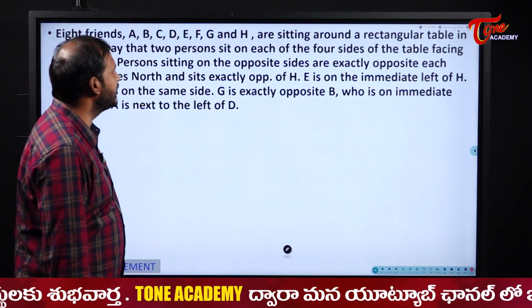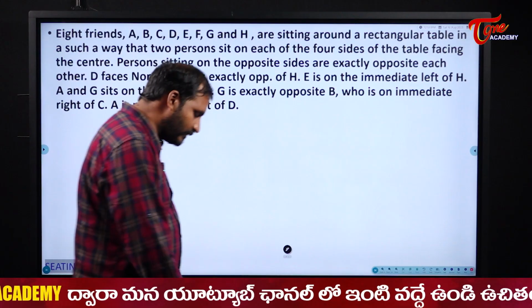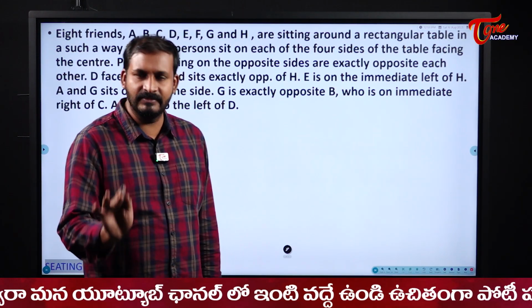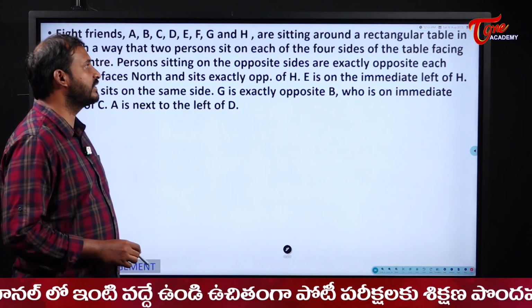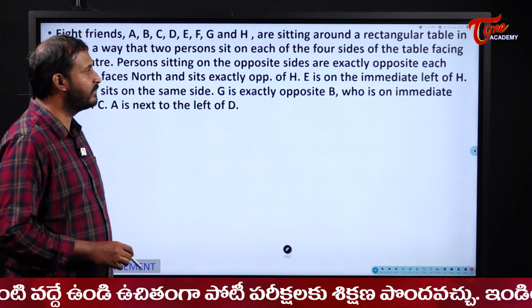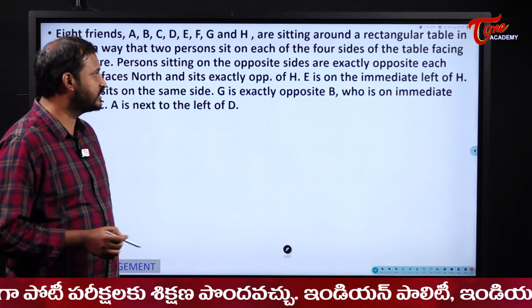8 friends A, B, C, D, E, F, G and H are sitting around a rectangular table. Now it is a rectangular table. Similar approach, no need to worry. In such a way that 2 persons sit on each of the 4 sides of the table facing the center. Persons sitting on the opposite sides are exactly opposite to each other.